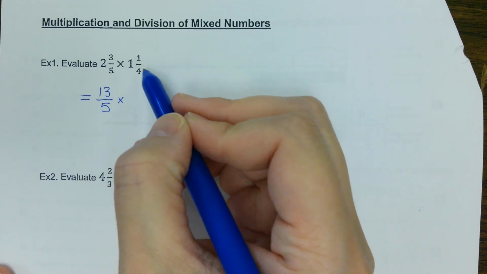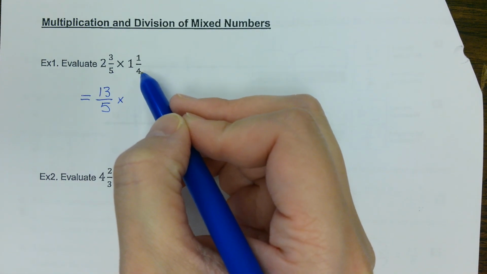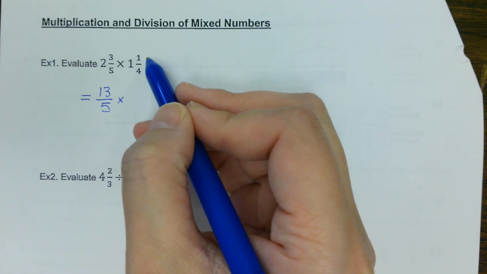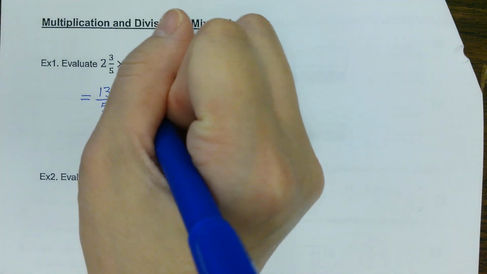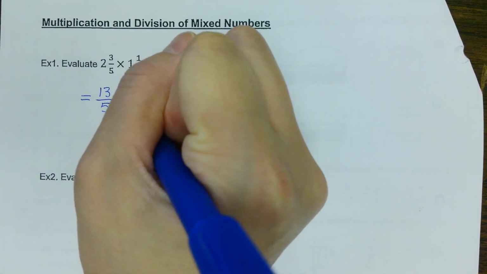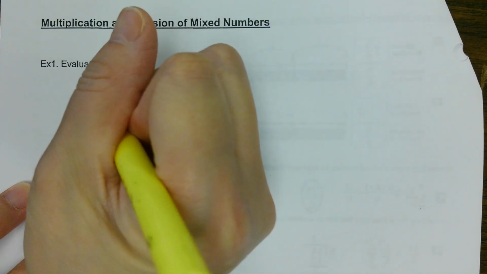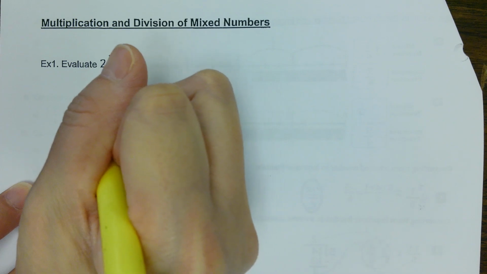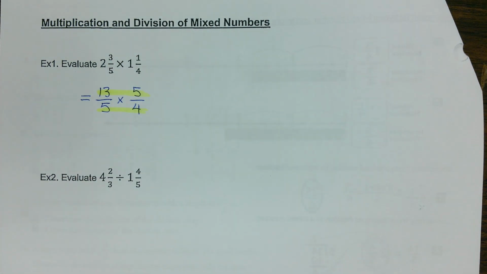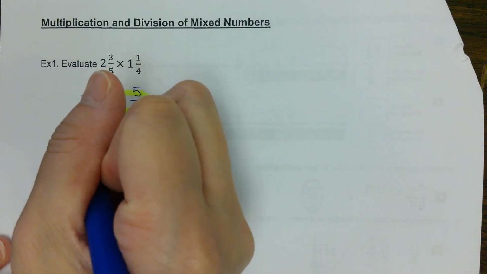Same thing with this fraction. Change it to an improper. So 4 times 1 is 4. 4 plus 1 is 5. So 5 over 4. Okay? When you multiply fractions by another fraction, you multiply across like this. So the 13 times the 5 and the 5 times the 4.